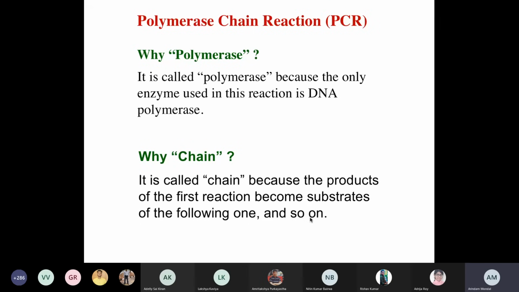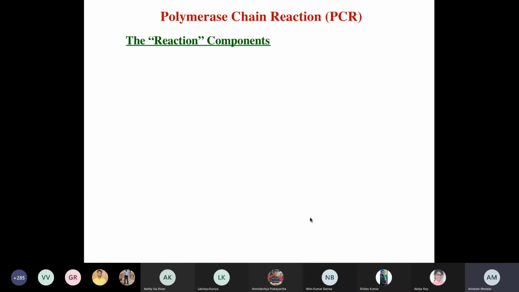Because here the product from one step of the reaction is used as a substrate for the next step of the reaction. And because it happens in a chain reaction fashion, it can amplify the DNA in an exponential fashion. Okay, let's see how it works. Again, what are the things that you need in order to perform the polymerase chain reaction?